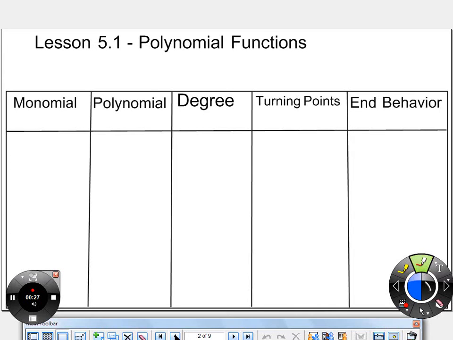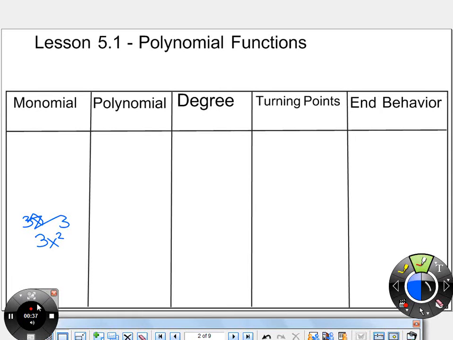So, for example, a monomial would be 3x. 3x squared is an example of a monomial, okay? 5 is also an example of a monomial, okay? 5 plus x is not an example of a monomial. 5 plus x would be a binomial, because it would have two terms.